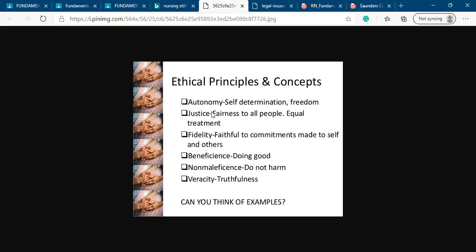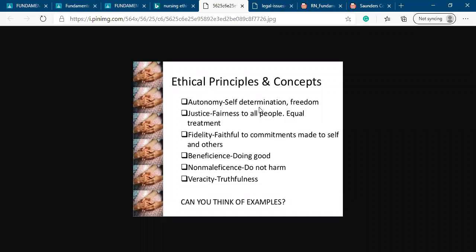Autonomy means that every patient has a right to make their own decision, even if it is not in his or her best interest. So autonomy is self-determination, or freedom to make a decision.